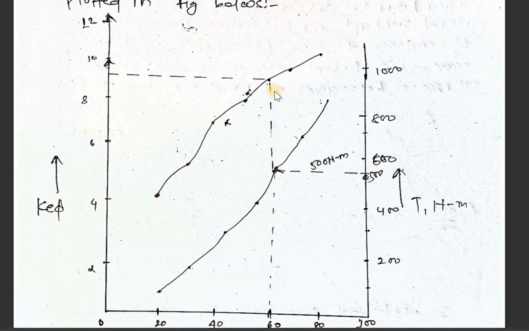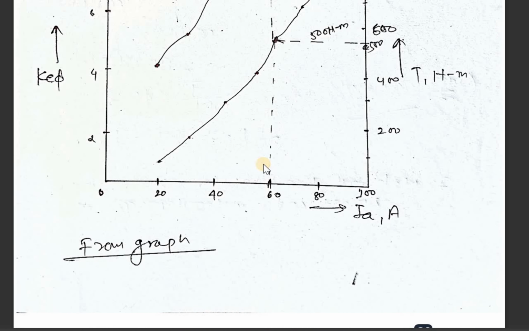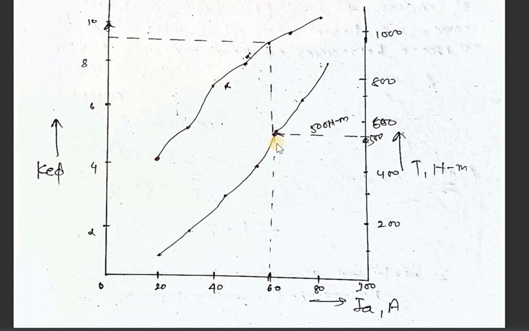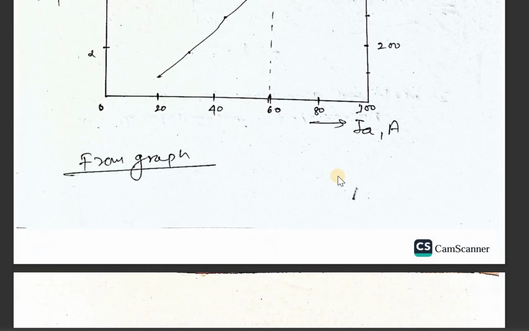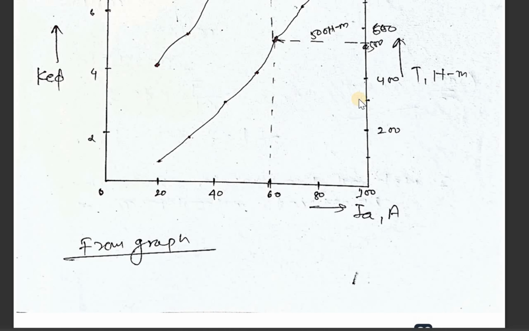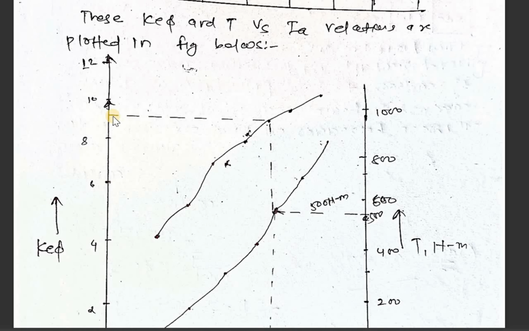This is the value of Ia equal to 56. At this point, all the curves cut. In the Ia curve, the value is 56. If you draw it on graph paper, then you can get the exact value. And Ke phi equal to 8.9. This is the value of Ke phi, and here you can see this is 8.9 something.